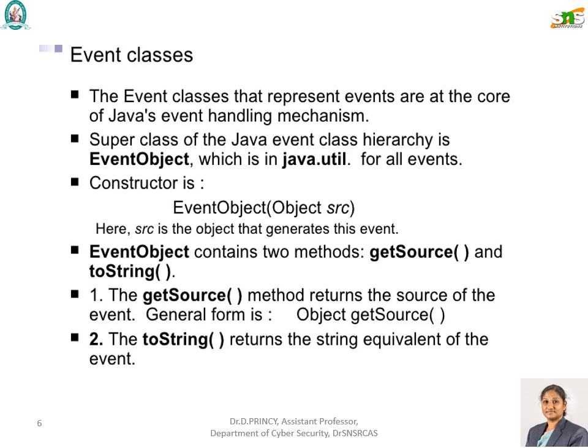Event classes. The event classes are used to represent events that are the core of the Java event handling mechanism. The superclass of the Java event class hierarchy is EventObject, which is included in the java.util package. For all events, we have to use the java.util package. The constructor is EventObject, which takes the source of the object. src is the object that generates this event. EventObject contains two methods: one is getSource, another one is toString. The getSource method is used to return the source of the event, and the toString method returns the string equivalent of the event.